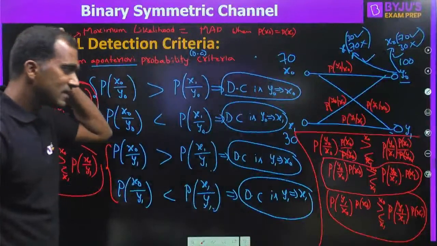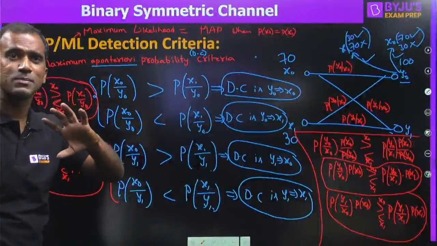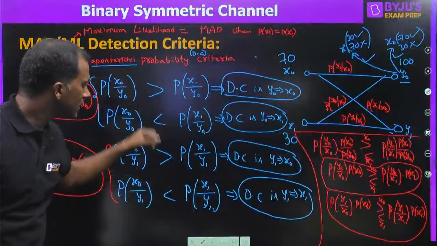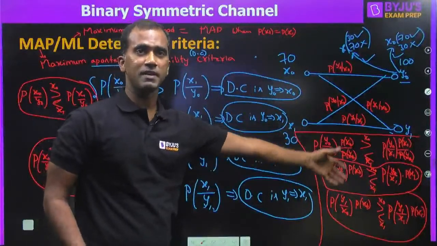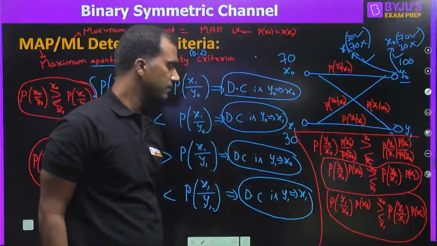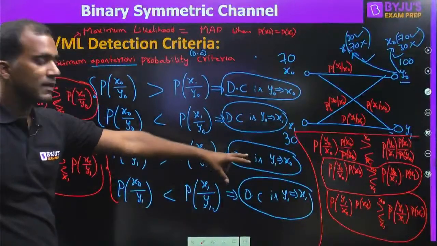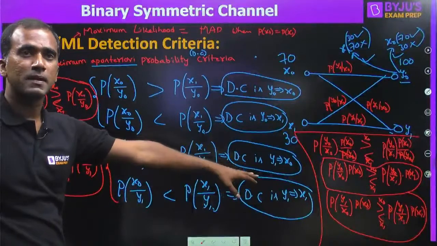Okay. I hope everything is clear till this point. We have talked about MAP criteria. The same MAP criteria we are trying to convert into y given x probabilities. As simple as that. I hope this part is clear.